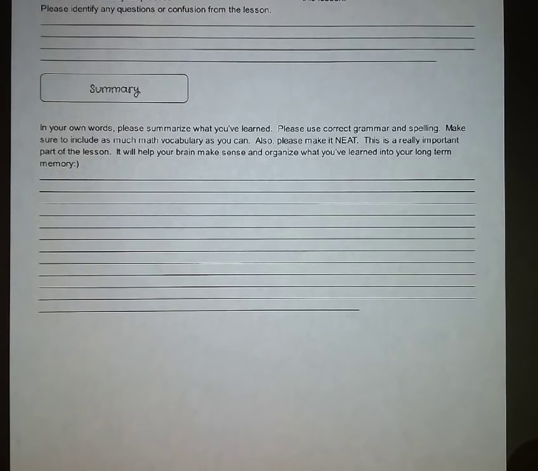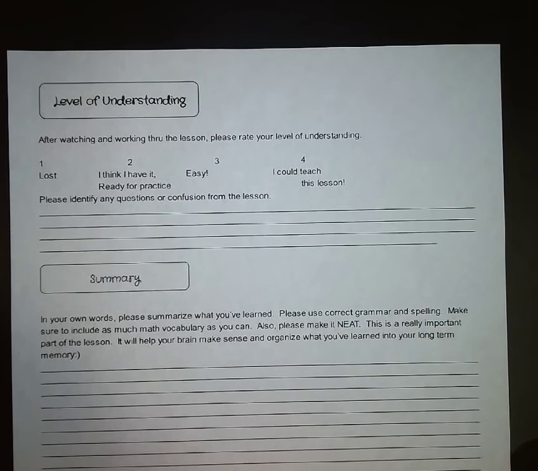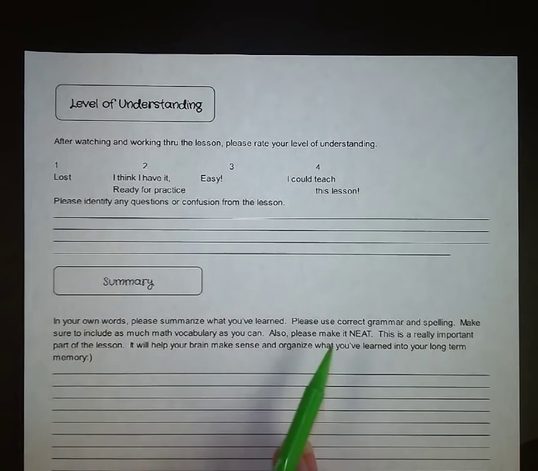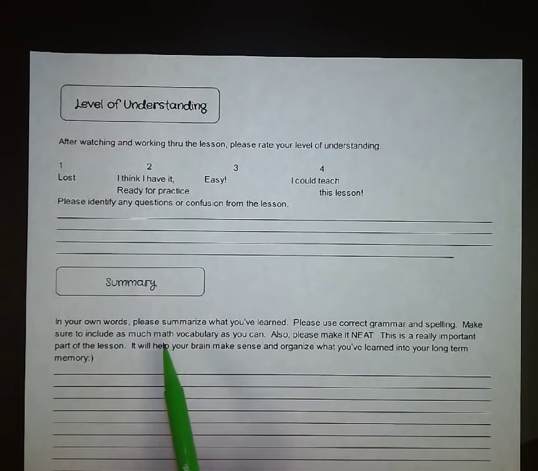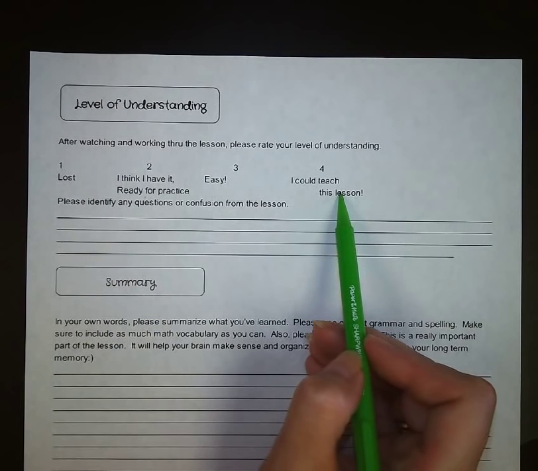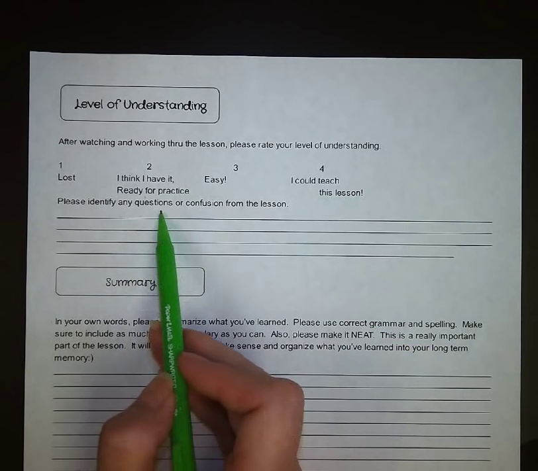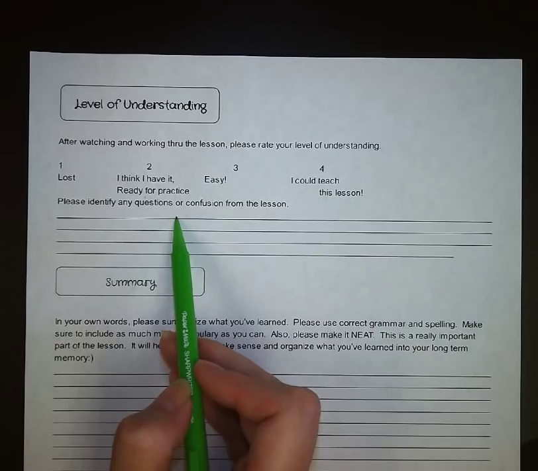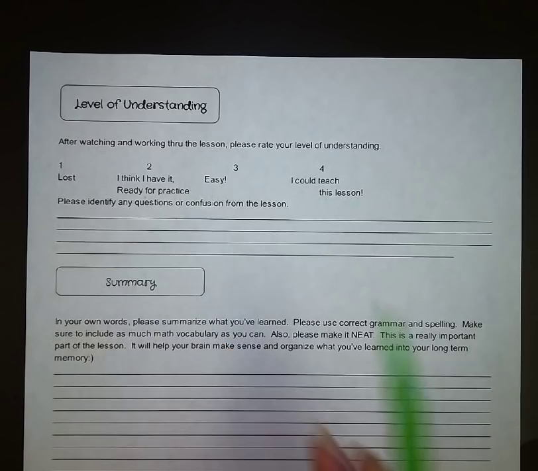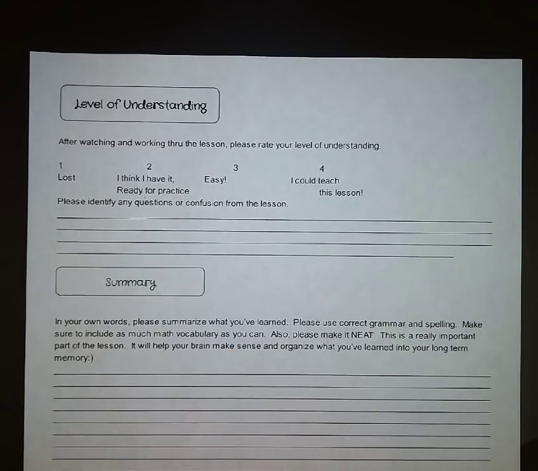All right, so again, we have another one of these little check for understandings just to see kind of where you think you are. Self-evaluate. Number 1 is I'm lost. Number 4 is I could teach this lesson. And write down any questions or confusions that you may have, because you might forget them between now and tomorrow when you have a chance to ask that question. So write it down, and that way we can address them as we go over it.